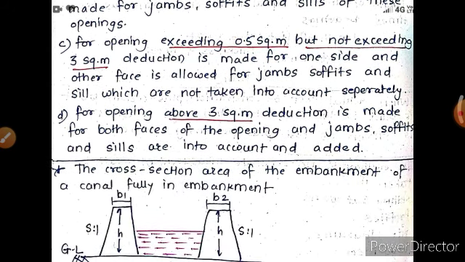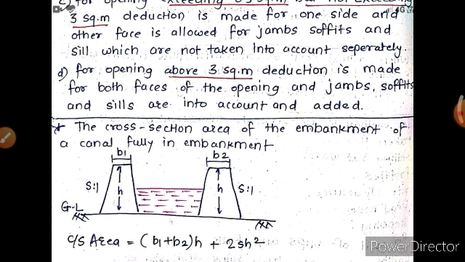For openings exceeding 0.5 square meter but not exceeding 3 square meter, deduction is made for one side and the other face is allowed for jambs, soffits and sills, which are not taken into account separately. For openings above 3 square meter, deduction is made for both faces of the openings, and jambs, soffits and sills are taken into account and added.